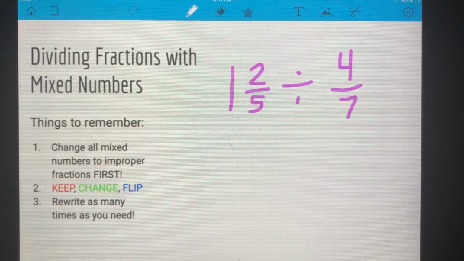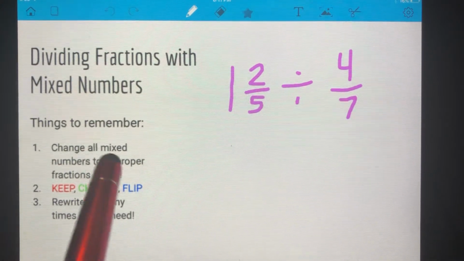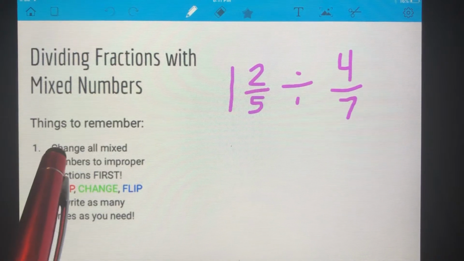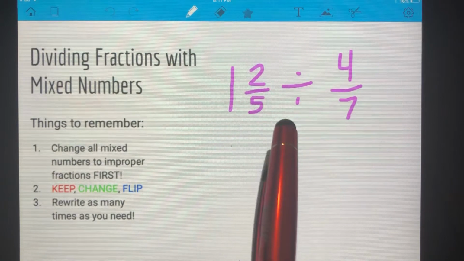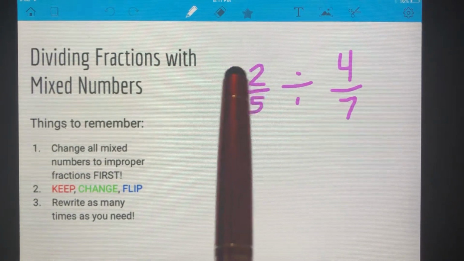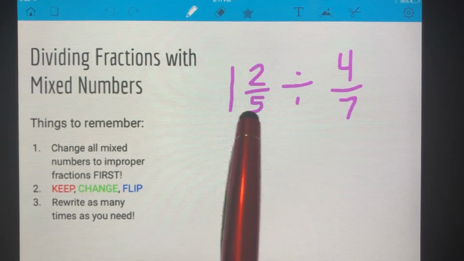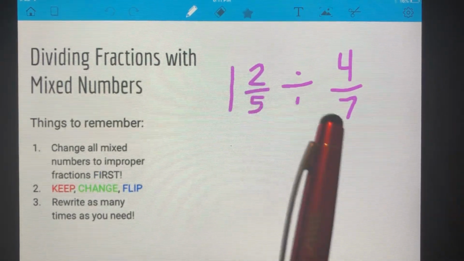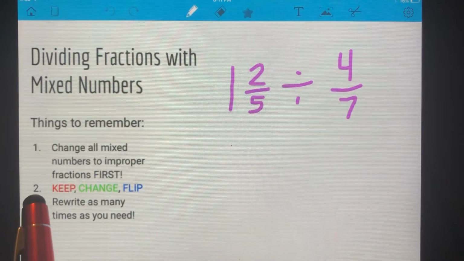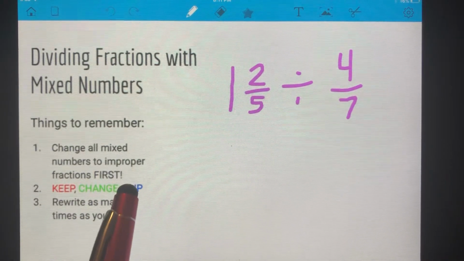The next thing we learned is dividing fractions with mixed numbers. I would probably say this one has the most steps, but you can do it. The things we need to remember: first, change all mixed numbers to improper fractions. As you can see here, we have a mixed number, and we want to change that to an improper fraction. Then we're going to follow our division steps, which is keep, change, flip.